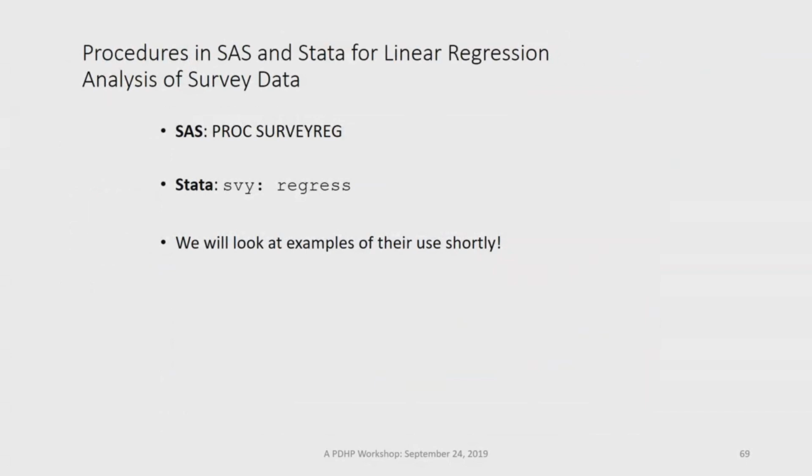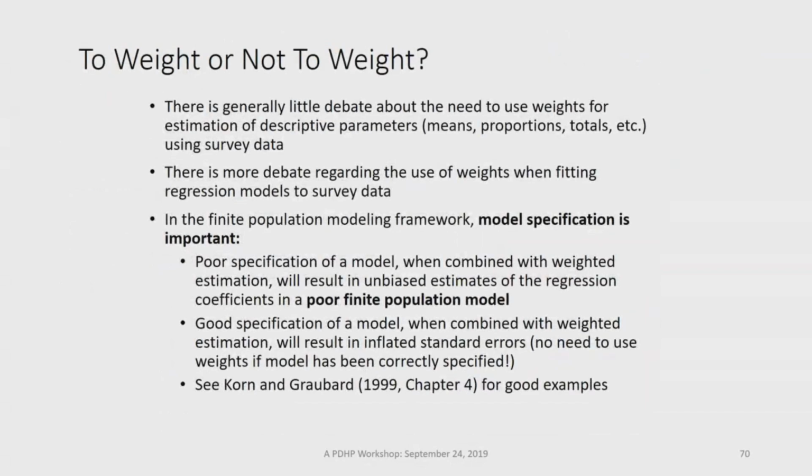Okay? Now, before we look at their examples, I want to come back to this Shakespearean question of to weight or not to weight. Okay? So some of you have already asked about this a little bit earlier in the short course. So as we've talked about, there's generally little debate in design-based approaches about the need to use weights for descriptive parameters, means, proportions, totals, especially if there was oversampling, where the weights are correlated with your key variables of interest. Okay, so that's not really up for debate.